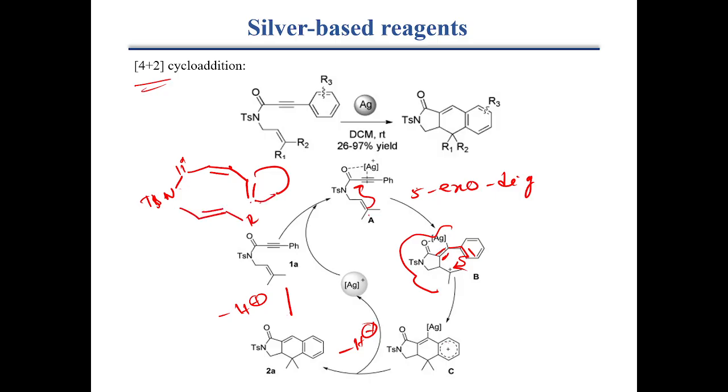So this is the 4 plus 2 type of cycloaddition. So a 6-member ring is formed.